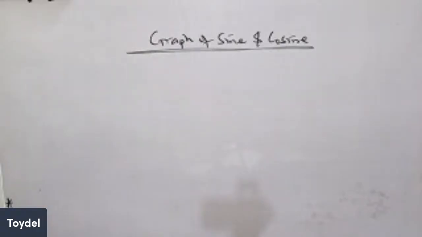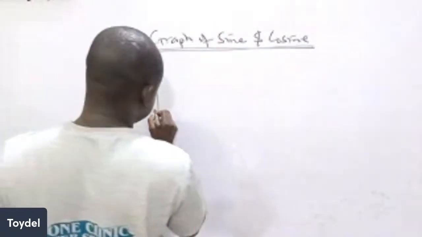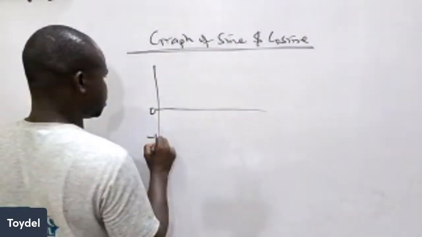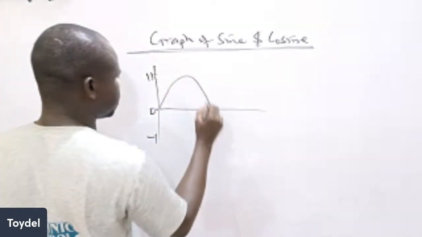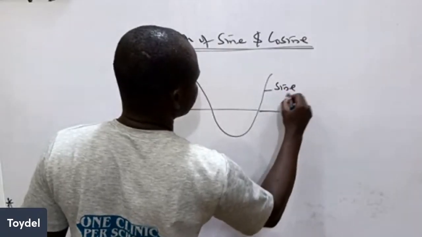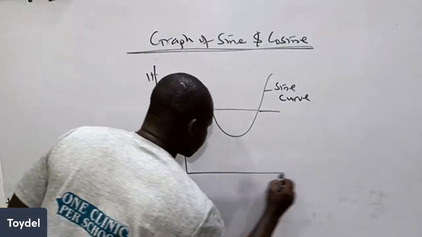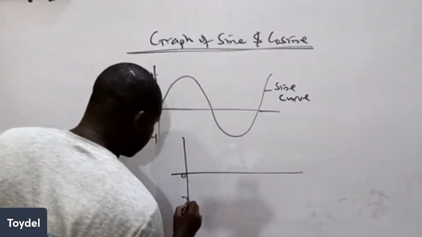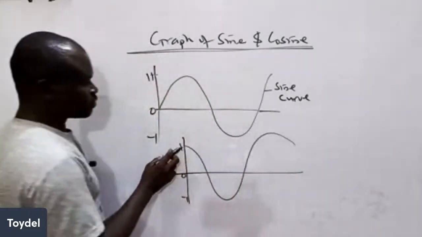We have the sine curve and we have the cosine curve. The sine curve is like this. If this is 0, -1, plus 1, the sine curve starts from the origin. This is the sine curve. Then we have the cosine curve. This is 0, -1, 1. Cosine is like this. This one does not start from the origin.